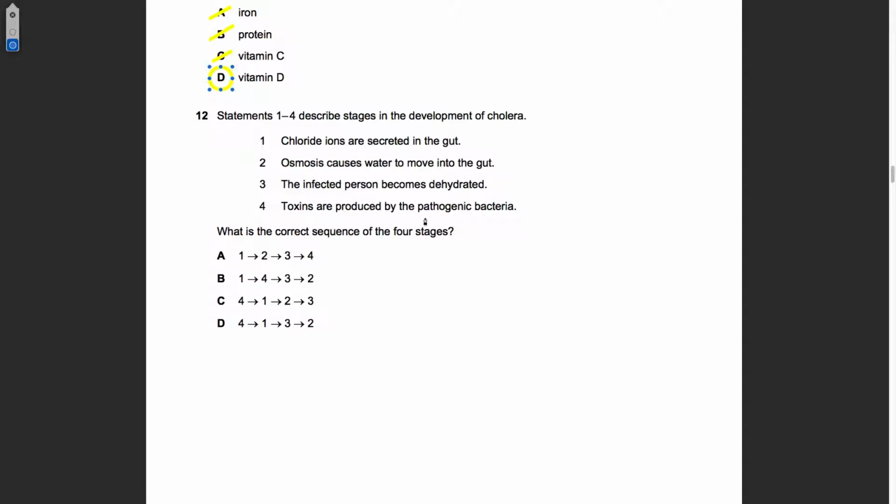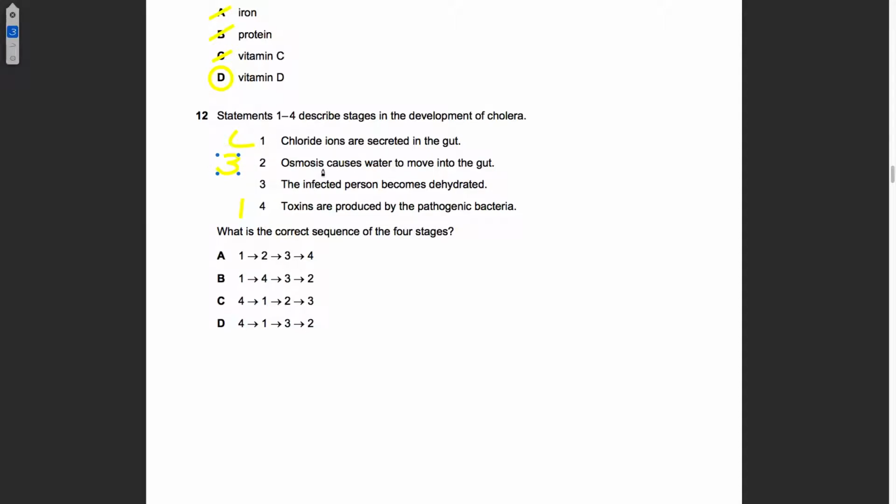First of all, bacteria produce toxins. That's how they make us ill. So this is going to be our starting point, so this is going to be number 1. Then we've got to choose one of these as our number 2. So I would go with chloride ions are secreted into the gut. What they do then is they dissolve in the contents of the gut. They lower the water potential, which then draws water by osmosis into the gut. So we've got 1, 2, 3.